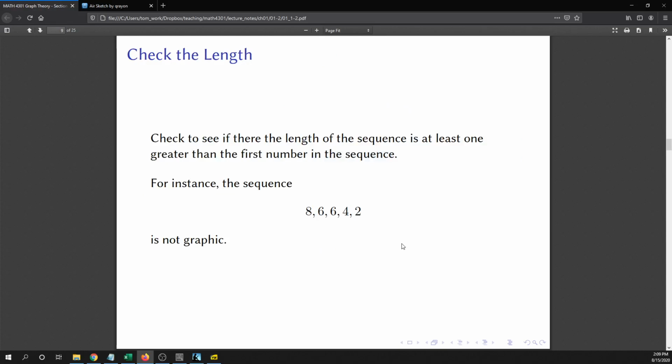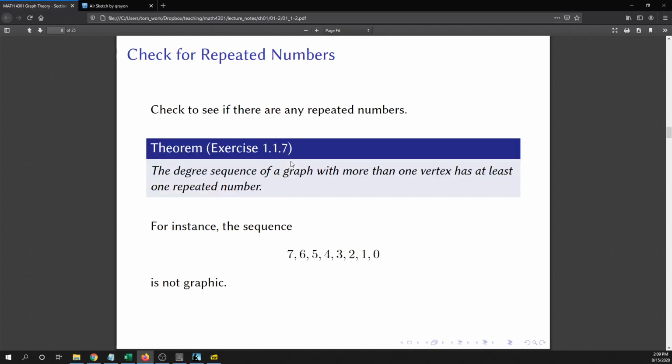All right, sort of related to that is the length of the sequence, right? The length of the sequence has to be at least 1 greater than the first number in the sequence, right? So for instance here, the biggest number in the sequence was 7. That means there have to be 7 other vertices, right, to follow it, because this vertex has edges to all of the other vertices, right? So there have to be at least 7 to go to, and one of them can't be 0 either, right?